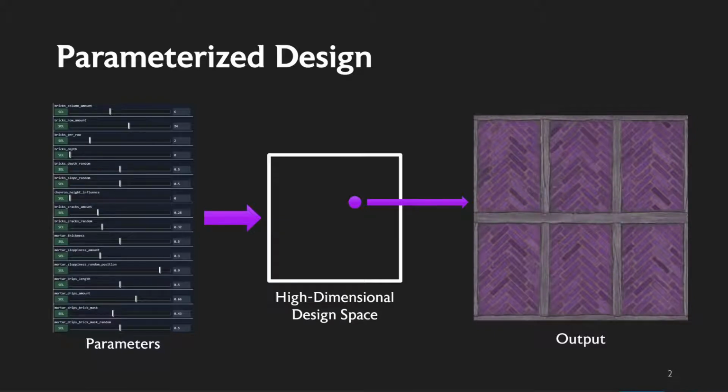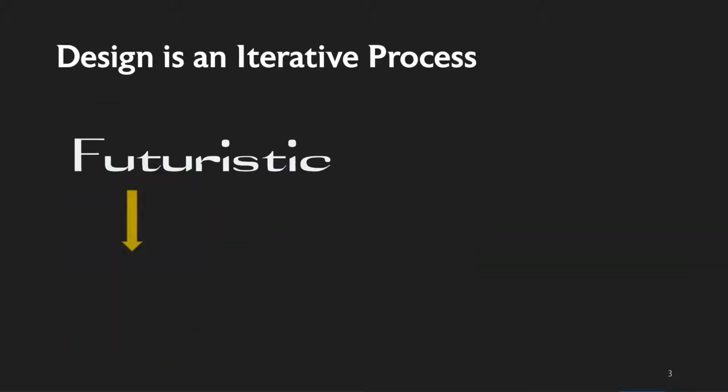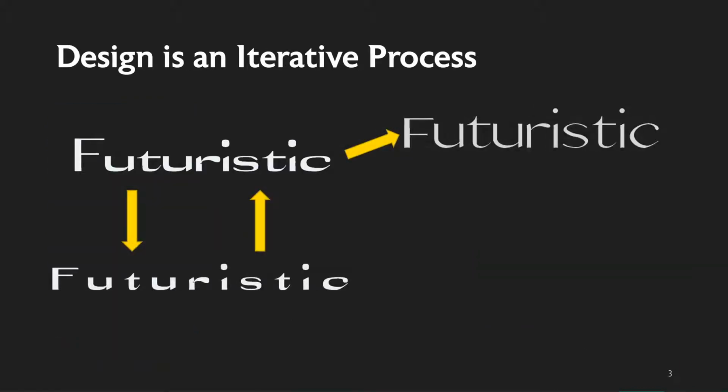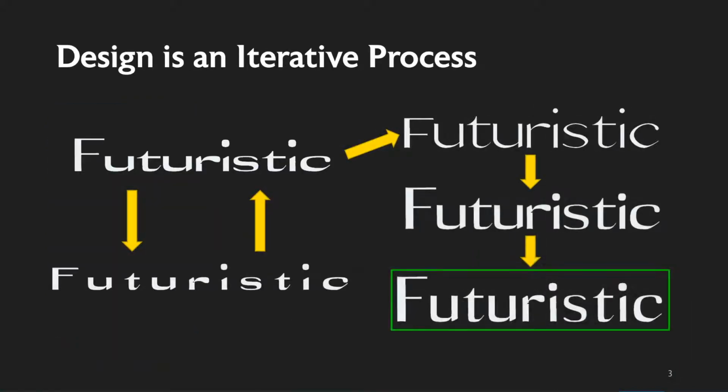As with other types of design, creating a design in a parameterized space is an iterative process. As part of this process, many designs need to be created and evaluated. The Design Adjectives framework supports this workflow by providing an interactive, model-guided method of generating designs of interest.